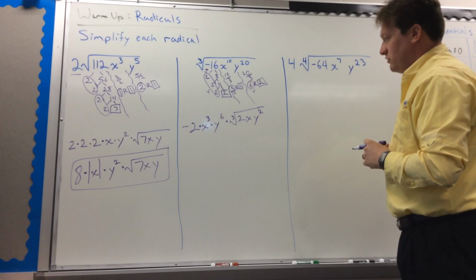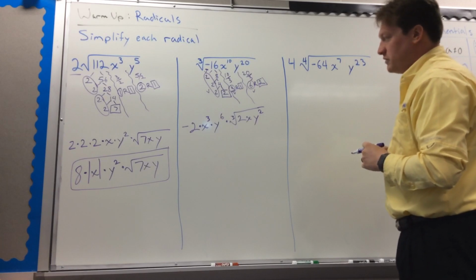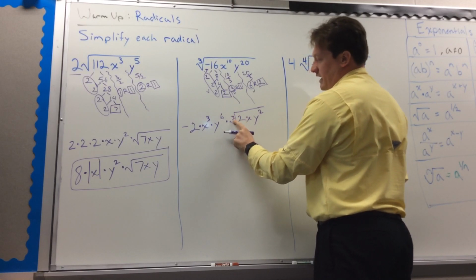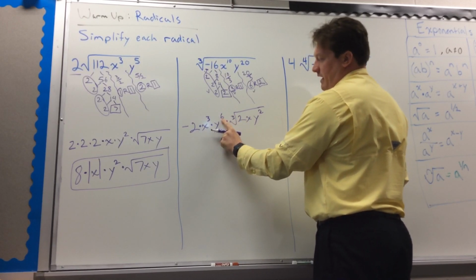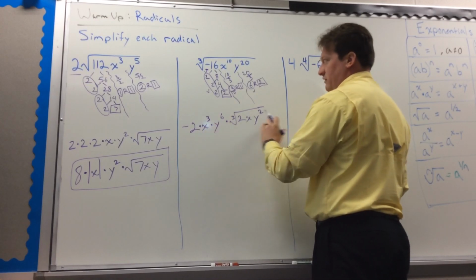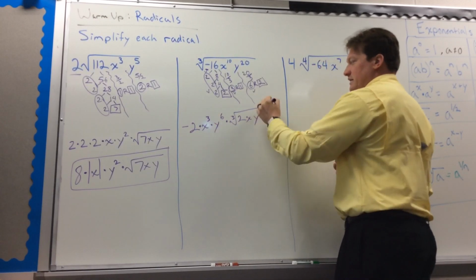From there, we need to multiply things together if possible. No need. It's an odd index with an even exponent, it doesn't make a difference. You don't need any absolute values for this kind of question. This is simplified as far as it can go.